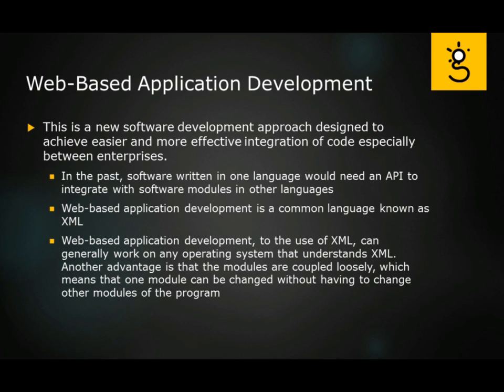Now, in the past, software written in one language would need some sort of application programming interface, an API, to integrate with software modules in other languages. A web-based application uses a common language so they can communicate back and forth, known as XML, the Extensible Markup Language. Your web-based application development that uses XML can generally work on any operating system that understands XML. Another advantage is that the modules are coupled loosely, which means that one module can be changed without having to change all the other modules of the program.